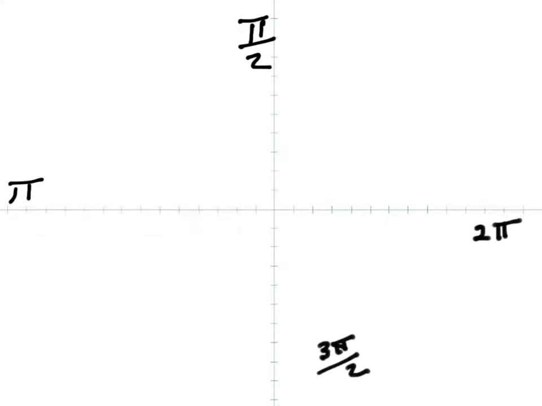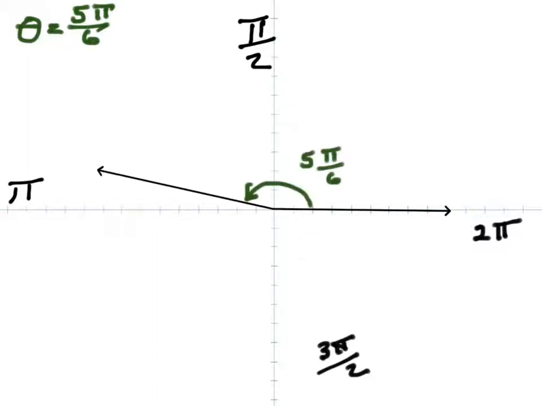Let's deal with one that isn't in degrees, but it's in pi radians. So if I want my theta to be 5 pi over 6, I know that 5 pi over 6 is almost 6 pi over 6, which would make it pi, which would be 180. So I'm going to draw it in the 2nd quadrant.